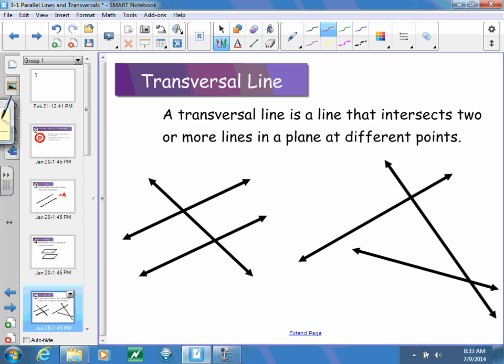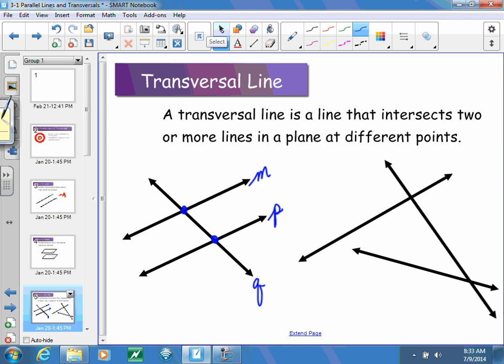And as we start to look at parallel lines and different lines in general, we start to look at what's called the transversal. A transversal line is a line that intersects two or more lines in a plane at different points. So what I have here is these two lines that you can see, and I'll say that this is line M and this is line P. And this line that's coming through here in the middle, we'll call that line Q. That is acting as a transversal line. It is intersecting these two lines at two different points. And all three of these are on the same plane. They're all on the same piece of paper.